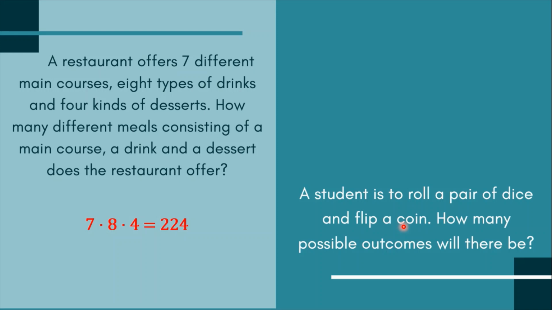Flip a coin. So, ilan ba ang choices natin sa unang die? Tama naman, di ba? 6. Kasi sa isang die, di ba, 1 to 6 yung nasa cube. Then, sa second die, another 6. And then, sa coin, dalawa ang possible outcomes. Head and tails, di ba? Ulo or ibon, di ba, sa atin. So, applying the multiplication rule, we have 6 times 6 times 2. So, the answer is 72 outcomes.